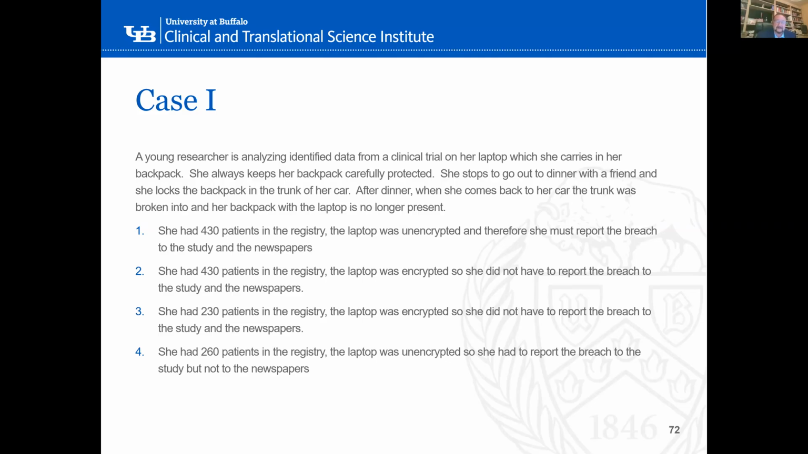Okay, so that's not the right answer. Actually, I'll tell you why. It's actually 3 because it was encrypted and it was less than 250, so you didn't have to report it to the study. Well, actually, oh no, it is 4. You're right. I apologize. Someone put 1 over there. 4 is correct.